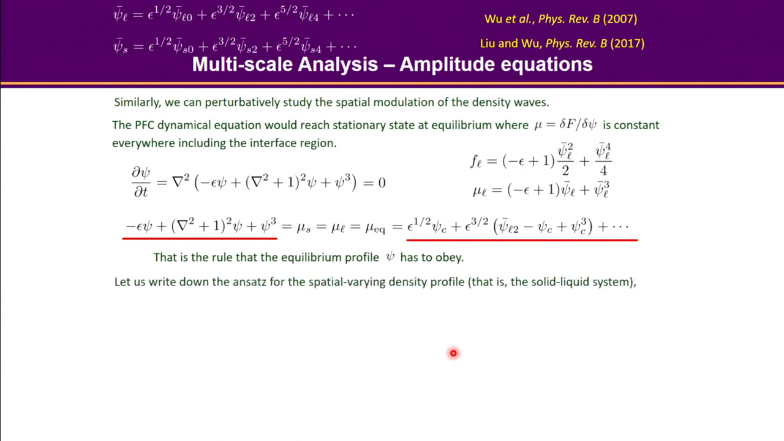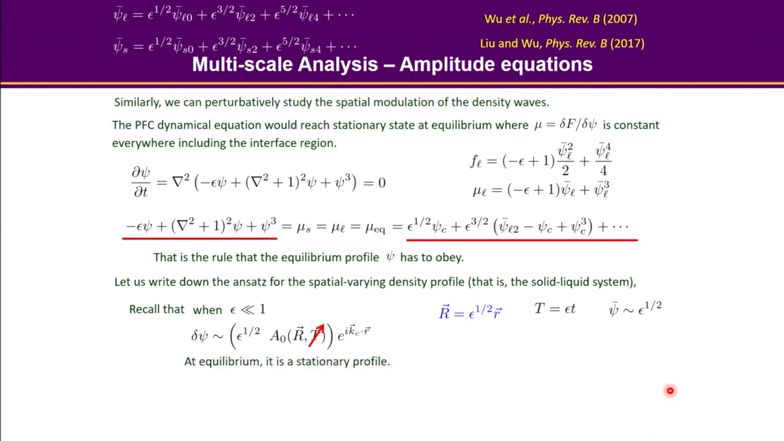Now since we are interested in the solid-liquid interface, let's write down the oscillating density profile, how it should look. This is from a few slides ago, I think we established that, right? The amplitude is slowly varying in space, and it is actually varying with the variable of square root of epsilon times r, and t, things like that.